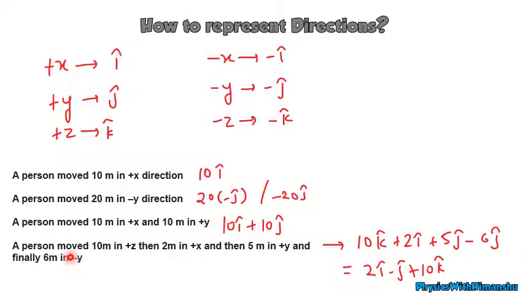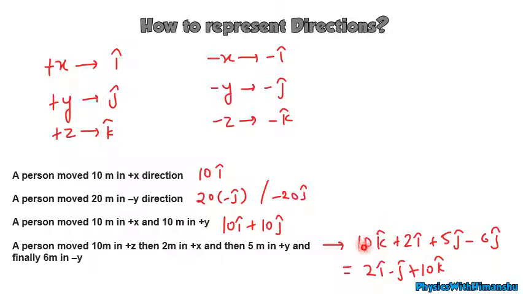Suppose we take a last example: a person moved 10 meter in positive z, so we write 10 k cap. Then 2 meter in positive x, plus 2 i cap. Then 5 meter in positive y, plus 5 j cap. And then finally 6 meter in negative y, minus 6 j cap. If you solve this, it will come out to be 2 i cap minus j cap plus 10 k cap.